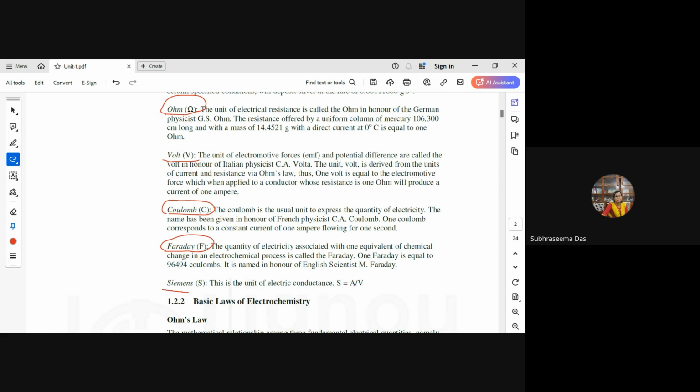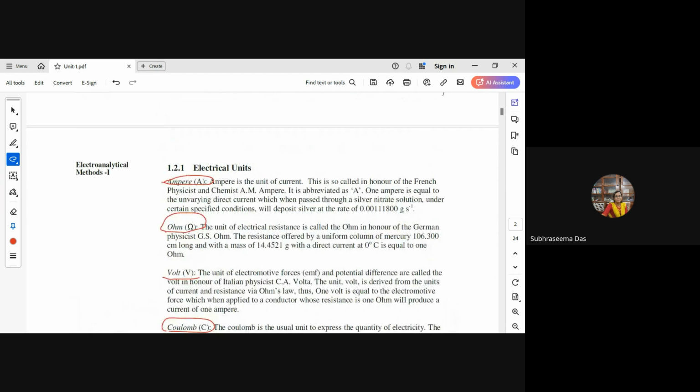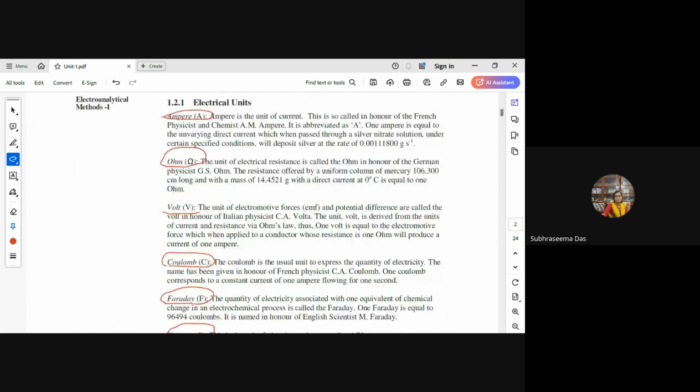Siemens is another unit of electricity, and it is actually the unit of electrical conductance. It is represented by capital S, and it is given as A upon V, where A represents the ampere and V represents the volt, that is current upon potential difference. So these are some of the common units that we use in electrochemistry.